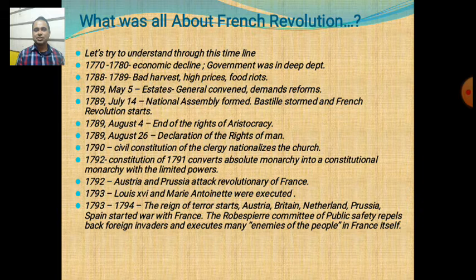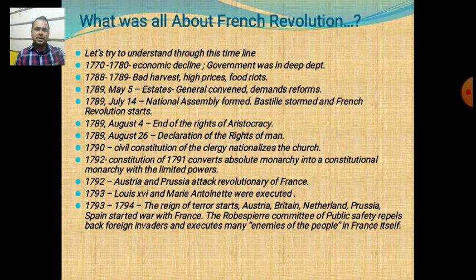Now see, in the same year Austria, Britain, Netherlands, Prussia, Spain started war with France. The Robespierre Committee of Public Safety repelled them, and the foreign invaders were executed. After that, we will see the Directory rule and the rise of Napoleon in the history of France. So this is one timeline I have prepared before explaining the chapter, just to give a little glimpse, so that you can have a little idea of how things were happening in France.